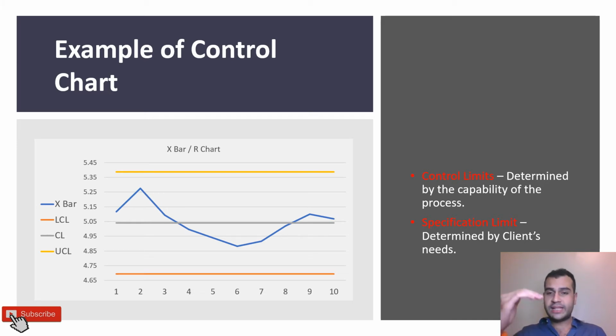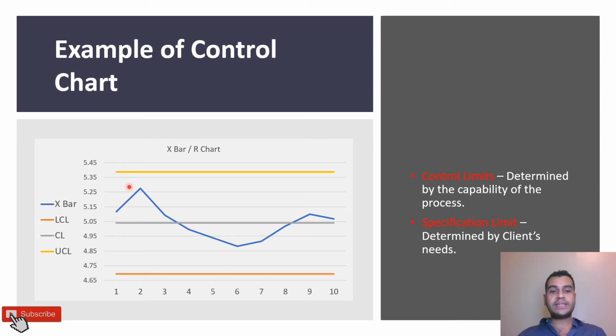Now you have to distinguish between control limits and specification limits. Control limits are determined by the capability of a process. So you can have an upper control limit, which is marked by this line over here. And you have this blue line, which is averages of a particular process. This is the center line. This is the mean of all the means, the average.